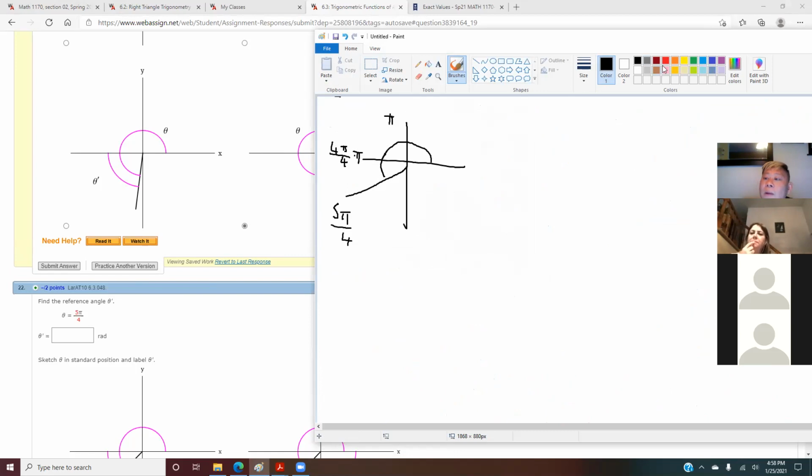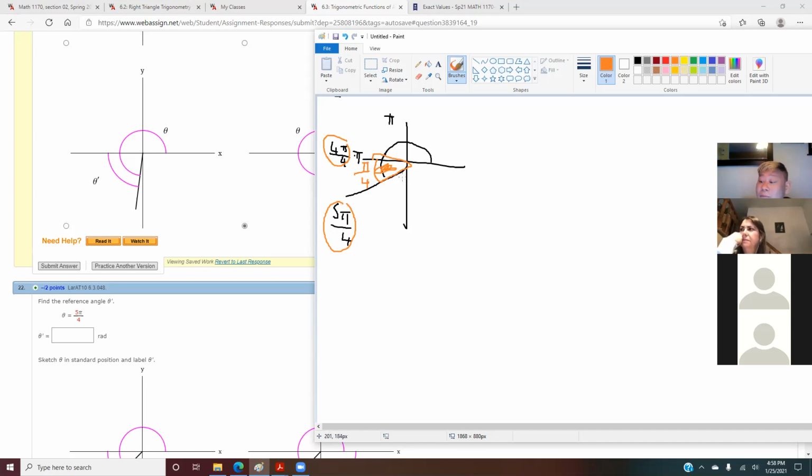Can someone tell me what this reference angle is, the orange one? If this is 4 pi over 4 and this is 5 pi over 4, what's the difference between these two numbers? 1 pi over 4, or pi over 4, yep. That's your answer in this case.